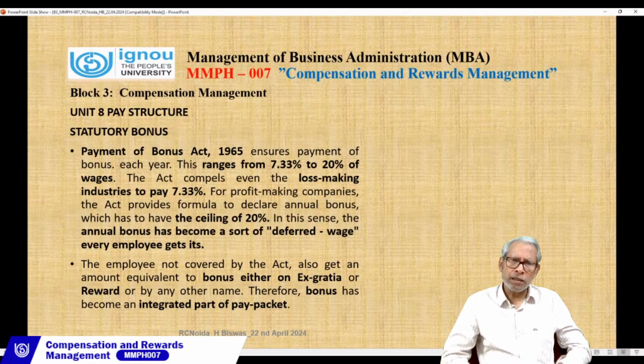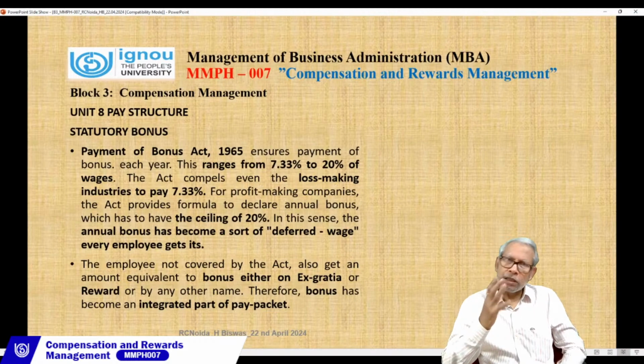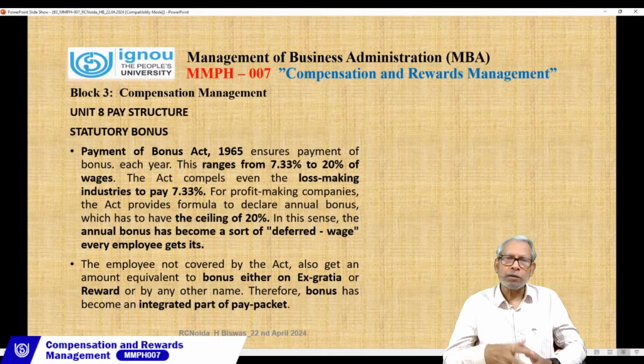The bonus is either at the company's discretion. Some companies do not declare it as a bonus; they declare it as an ex gratia, an extra portion of the profits, or as a reward, some cash award, something fixed, 5,000 or 10,000, different rank or level wise. They fix it as a reward. So I can say bonus is basically an integrated part of the pay package.